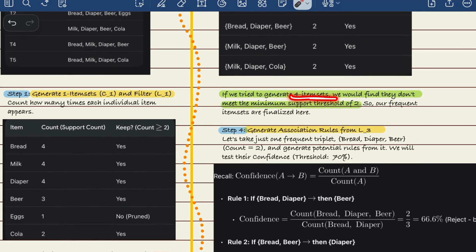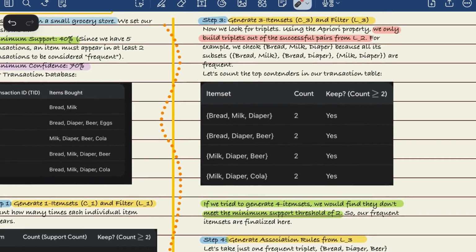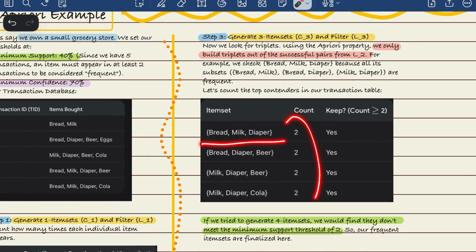And if we try a 4-item set, what will we get? We don't need to worry about meeting the minimum support threshold, because we already got 2. If you create sets of 4, none would get a count greater than 2, because it ends over here, right? Every set over here equals 2. So that is why we won't generate the 4-item sets. This is where we stop.